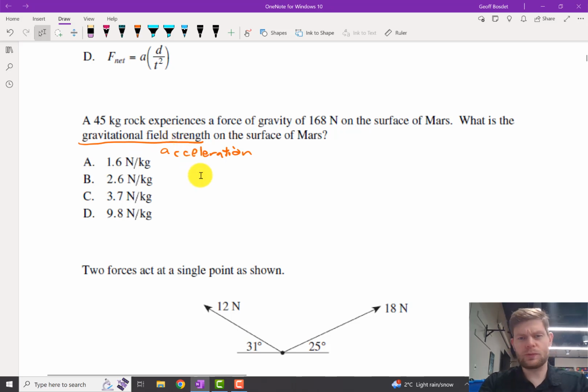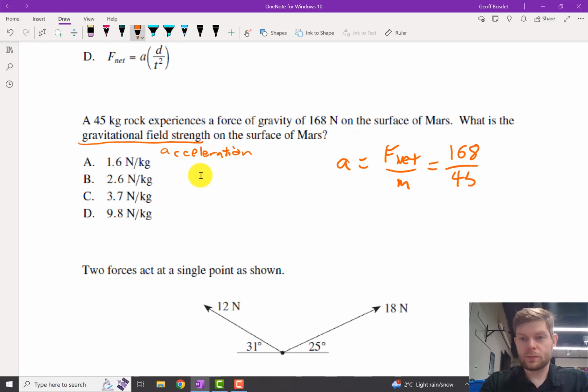And so to do this, if we want to find a, we can just do F net, which would be gravity divided by m, or just newtons per kilogram. We want newtons per kilogram. We're going to take the newtons divided by kilograms. 168 divided by 45. Pretty sure that will be 3.7.